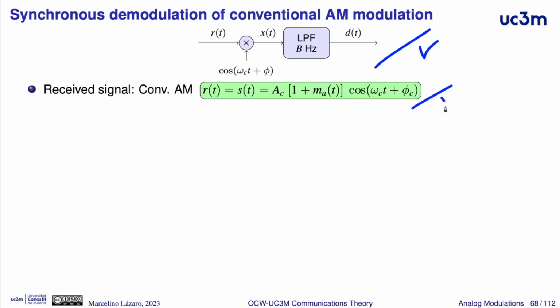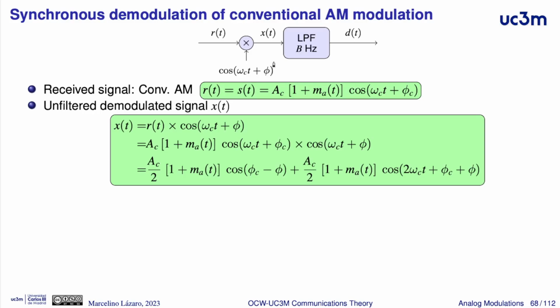This is the analytical expression for a conventional amplitude modulation. The cosine of the carrier is multiplied by the carrier amplitude times 1 plus the modulating signal with modulation index A, a scaled version of the modulating signal. And now we are going to assume that this is the signal that we have at the input of this receiver.